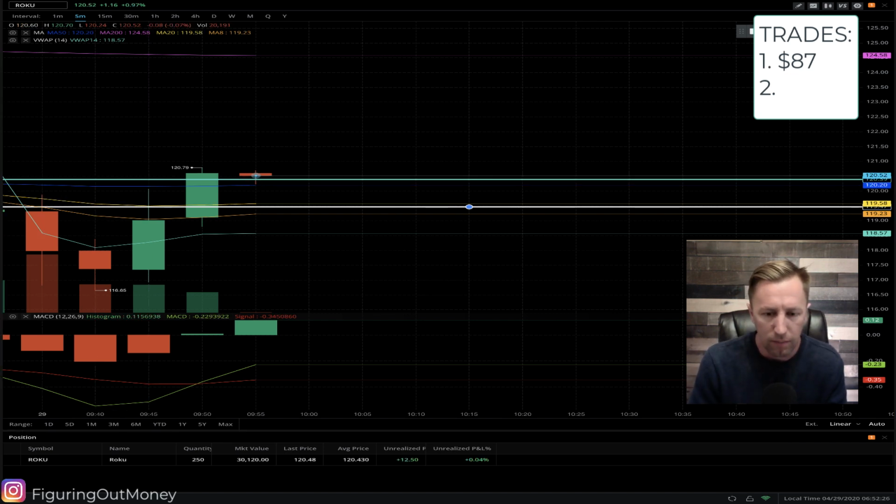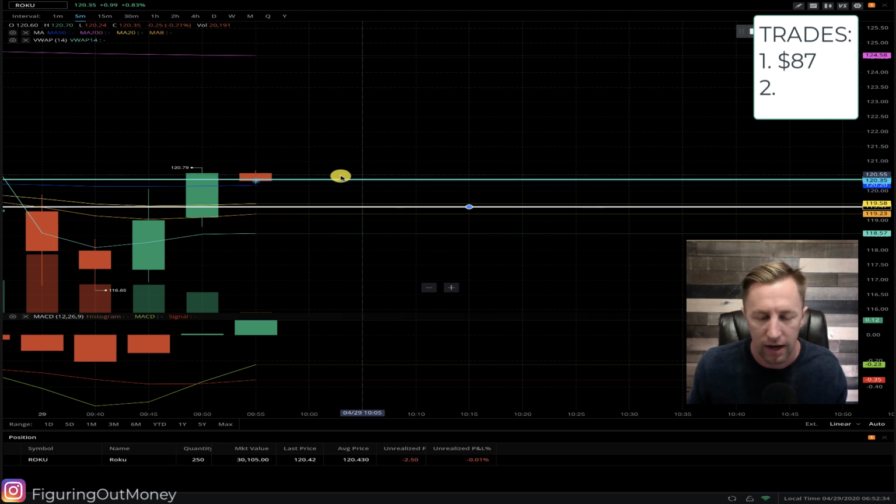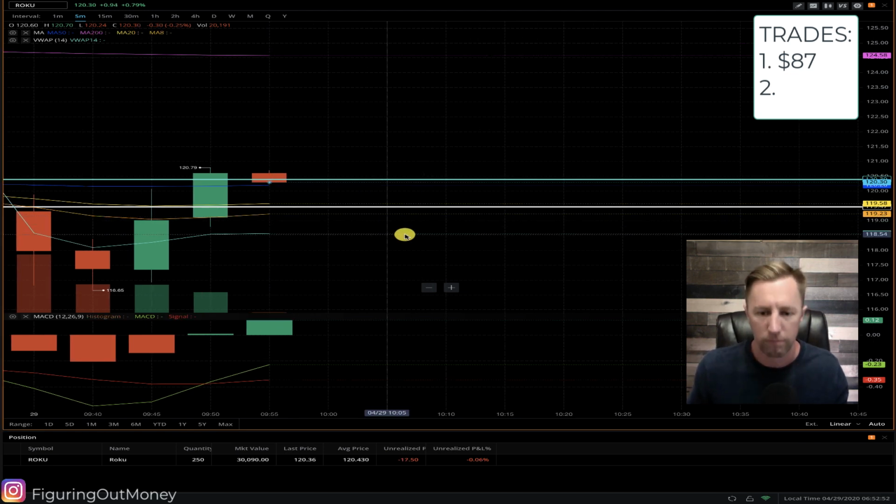Now, I captured the fade, and now I want to go long because I think we still might see a bump up to the 122 range, maybe a little bit less. That would be nice because that would be some good profit. So I am long 250 shares, right where basically this price target is at. What we really need to see is a break above the high of this previous candle, which is at 120.80. So let's go ahead and see how this one plays out.